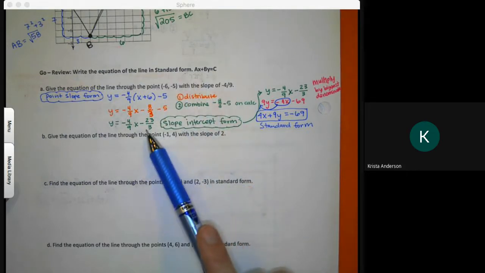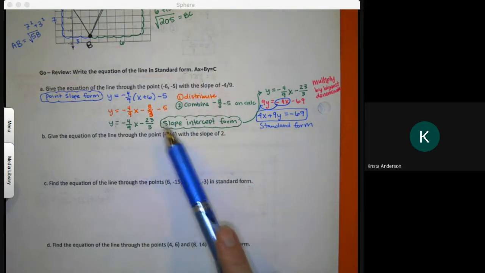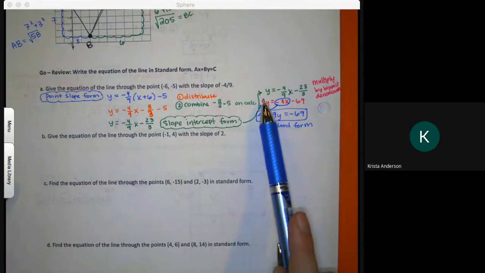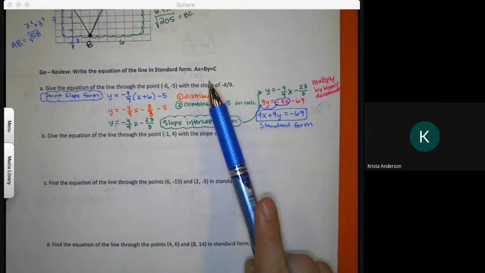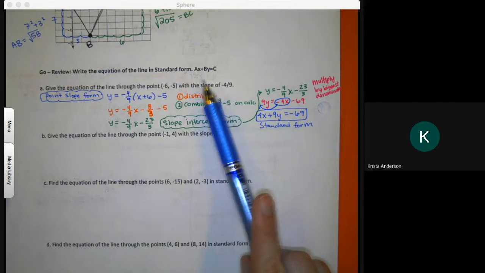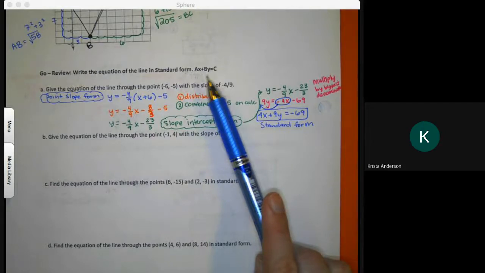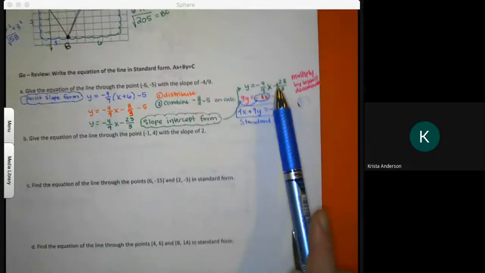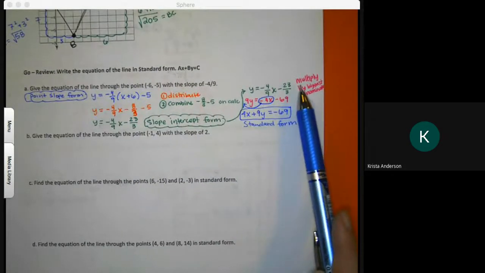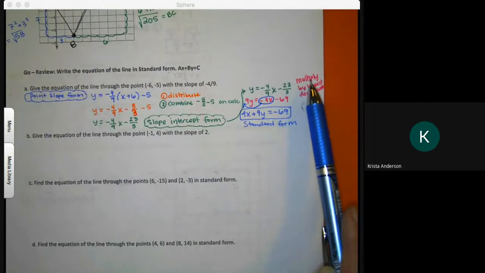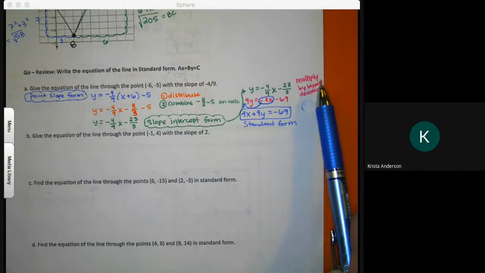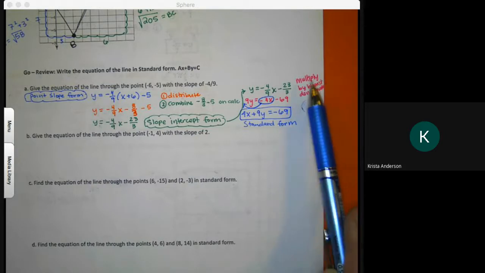Because it is not in that form yet, I pulled it over. Does ax plus by equals c have any fractions in it? There are no fractions in this. So my goal in the pink, I wanted to get rid of the fractions by multiplying by the biggest denominator. That was the goal, to get rid of the fractions.